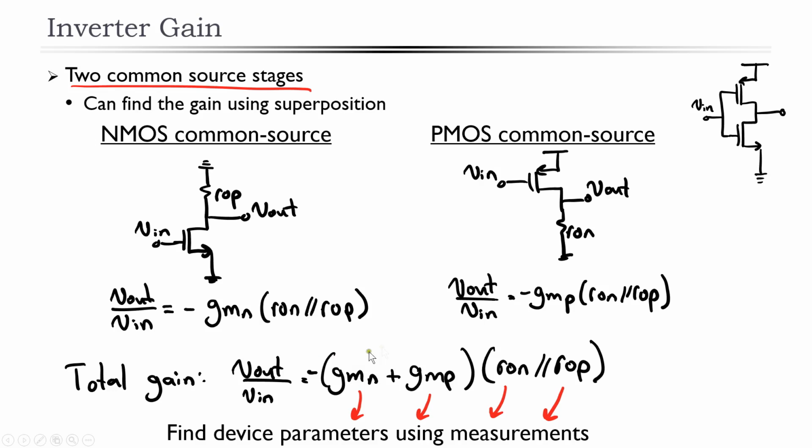Now, having said that, if you look at this equation, we're talking about gm of the NMOS, the gm of the PMOS, the output conductance of the NMOS and the PMOS. We don't have any of these numbers because we don't have the small signal parameters of these devices. So in the real world, what do you do? Well, in the real world, you would have to go look at the data sheet and extract these parameters.